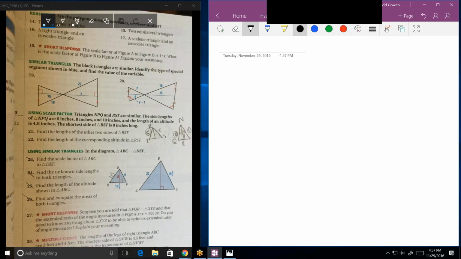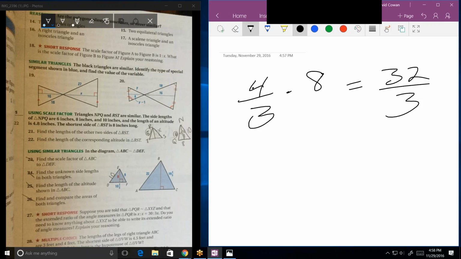So now let's find TS, and let's do it the most direct way. 4 thirds times 8, right? 32 divided by 3. Right, and that's the answer. One step. So all we're doing is multiplying the smaller triangle's middle side by the scale factor of 4 thirds. That's all you're ever doing when you're doing these.